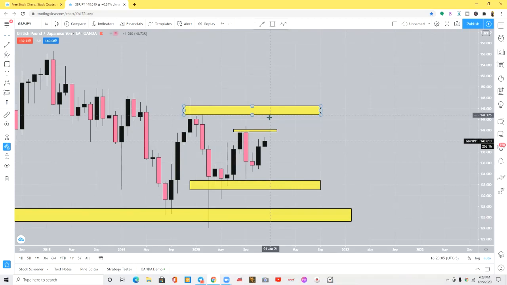We might hit 144. You know, that's about 400 something pips, but it's possible because GBP JPY is a high liquidity pair. You know, it gives out a lot of pips. So the month just started.